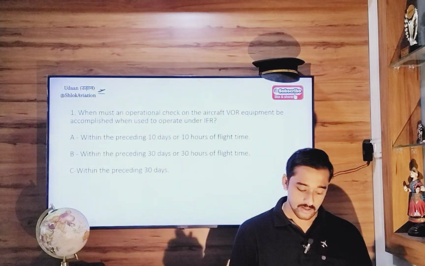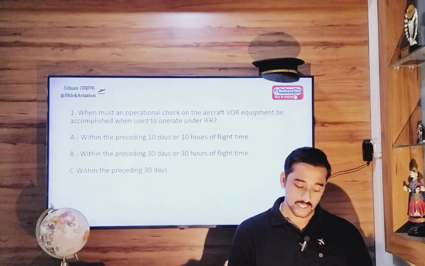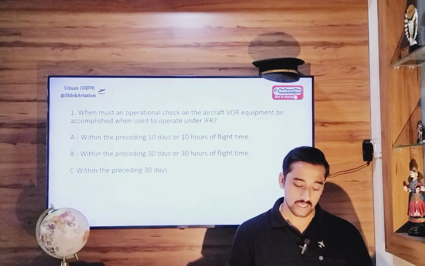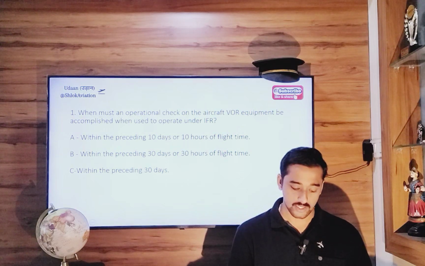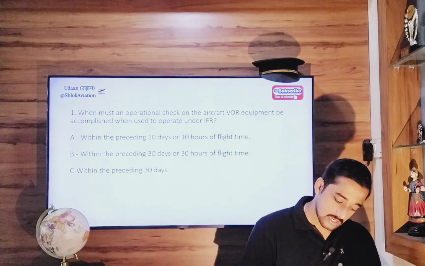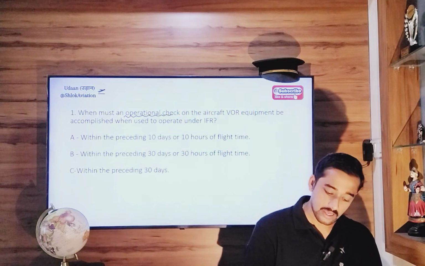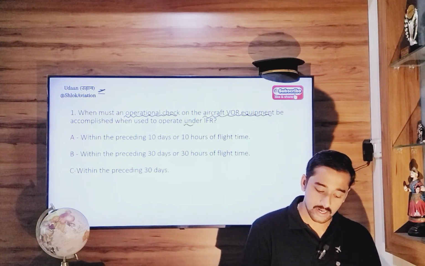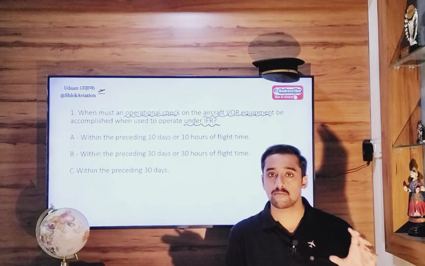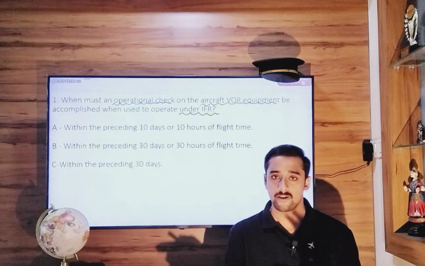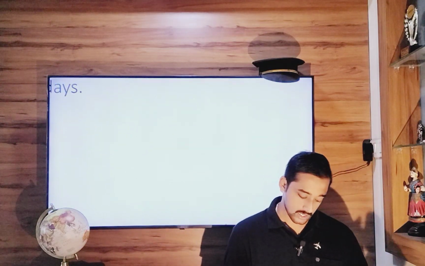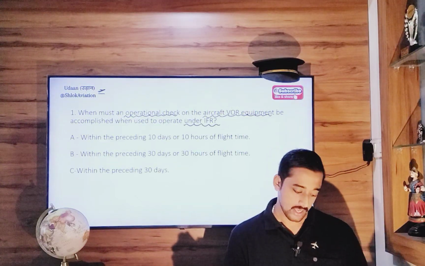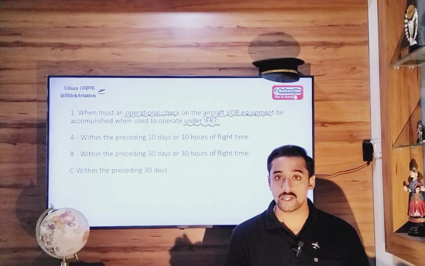So to begin with, question number one: when must an operational check on aircraft VOR equipment be carried out when used to operate under IFR conditions? So first things first, operational check of aircraft VOR equipment when you are flying under IFR. You are supposed to use that plane to fly under IFR conditions, IFR flight plan. You need to check the accuracy of your VOR equipment. So when will you do that? What does the regulation say?